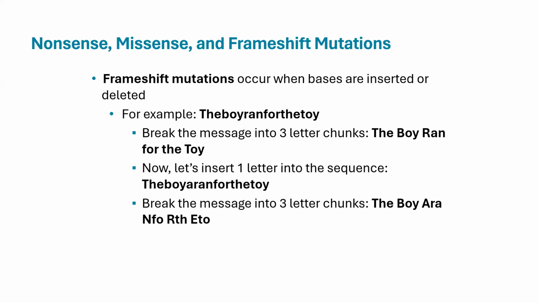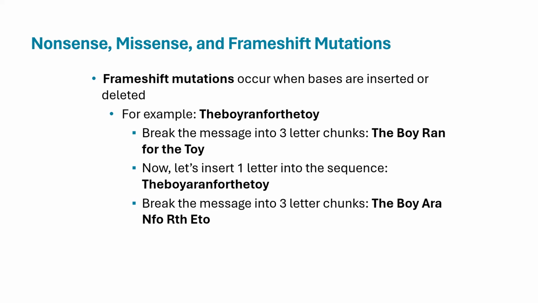So here's an example of a frame shift mutation in a sentence. In this example sentence, we have 3-letter chunks that give "the boy ran for the toy." Now, if we insert a letter into the sequence, we change that to an unreadable chunk. So that becomes "the boy ran for Ito," right? So it went into some sort of demonic summoning, and I'm no longer speaking in clear words that are understandable.